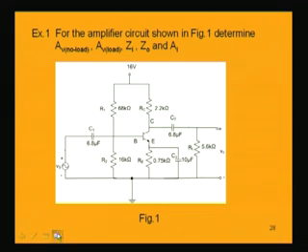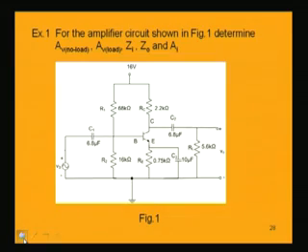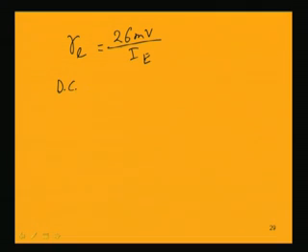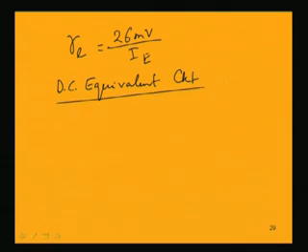That can be verified for this circuit actually. In this circuit, in order to know all these parameters, because we have already discussed these circuits and we know what the Zi expression is, everywhere you will have to use this Re value. Re is 26 millivolt by capital I capital E. That has to be found out, and in order to find this, we have to consider the DC equivalent circuit. So, the DC equivalent circuit has to be drawn first.